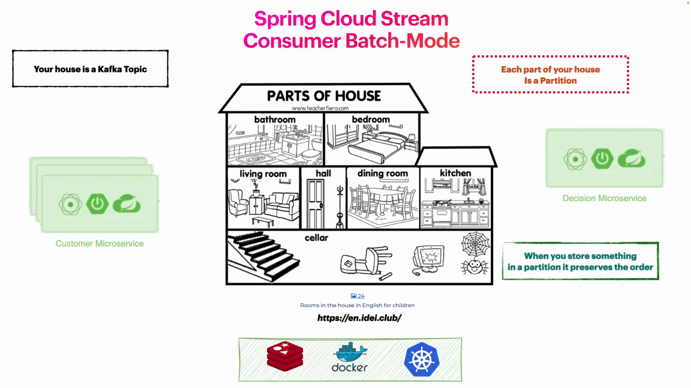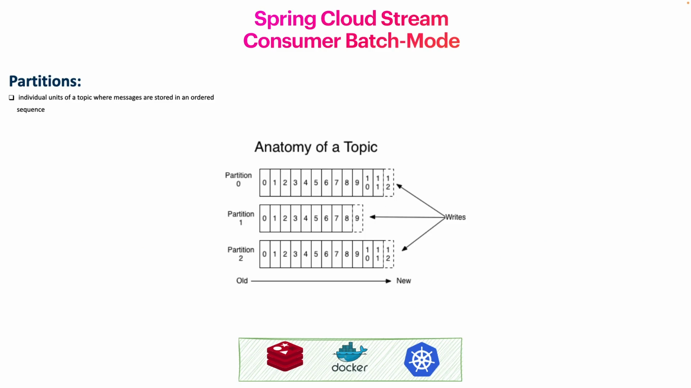And when you store something in a partition, it will preserve the order in which you are storing it. Okay, so this is the main concept of a partition. So going back, a partition we can understand as a small unit in a topic where messages are stored in an ordered sequence. So that's it. This is the concept of a partition.